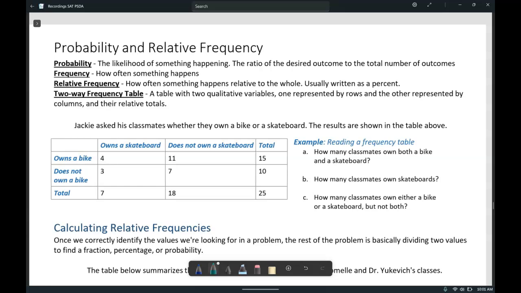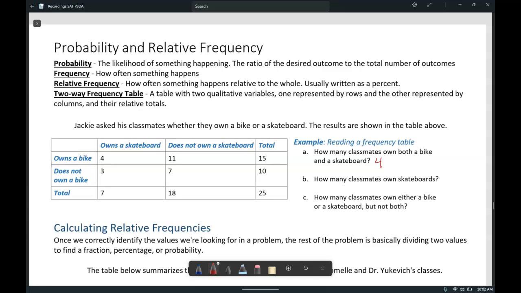So how can we read a frequency table? Here, this one represents that Jackie asked his classmates whether or not they own a bike or a skateboard with the given result. How many classmates own both a bike and a skateboard? So we have to look for the column where it intersects that they own a bike, I'll use a different color, and they own a skateboard. And so we can see the intersection of those two headings is at 4. We have 4 kids that own a bike and a skateboard.